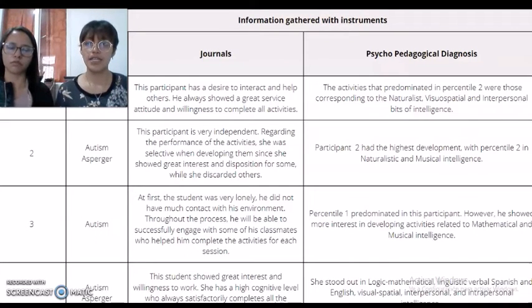And finally, the fourth participant, she was very proactive in mostly all the activities. So she stood out in percentile 2 with the logical mathematical, linguistic verbal, Spanish, English, visual spatial, and interpersonal intelligence. She had a higher development than the others.